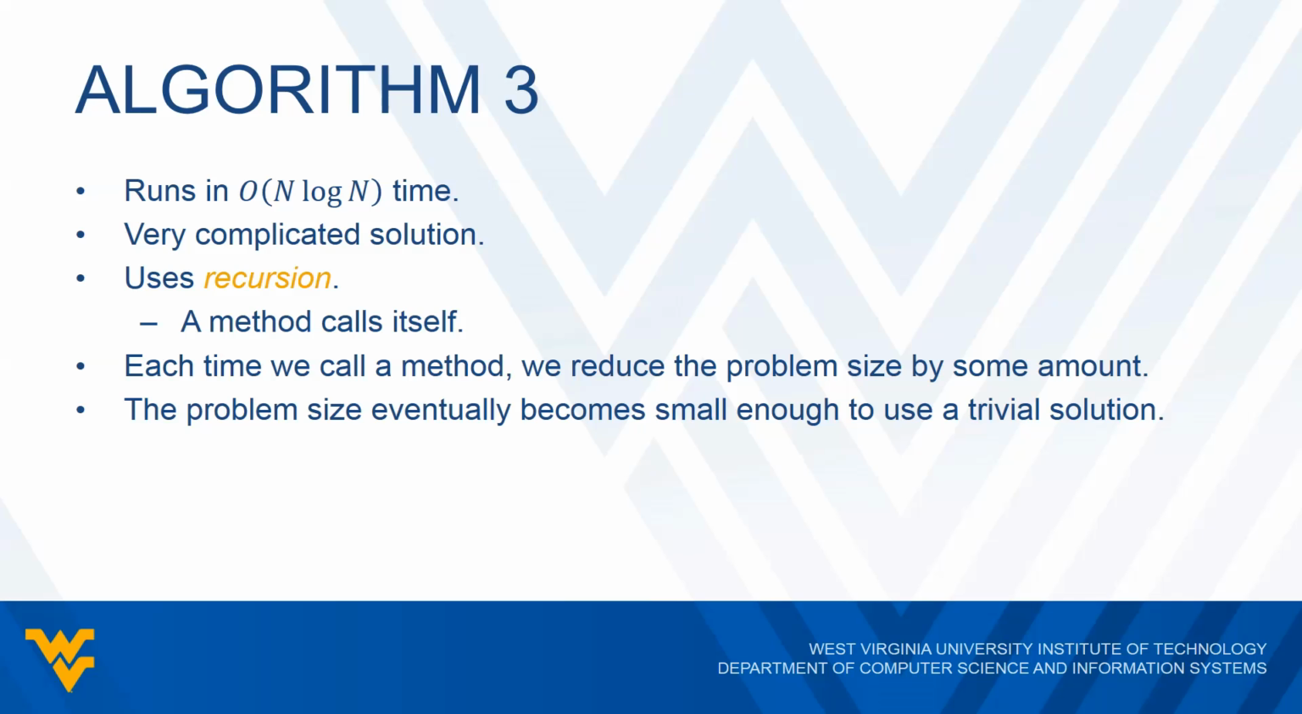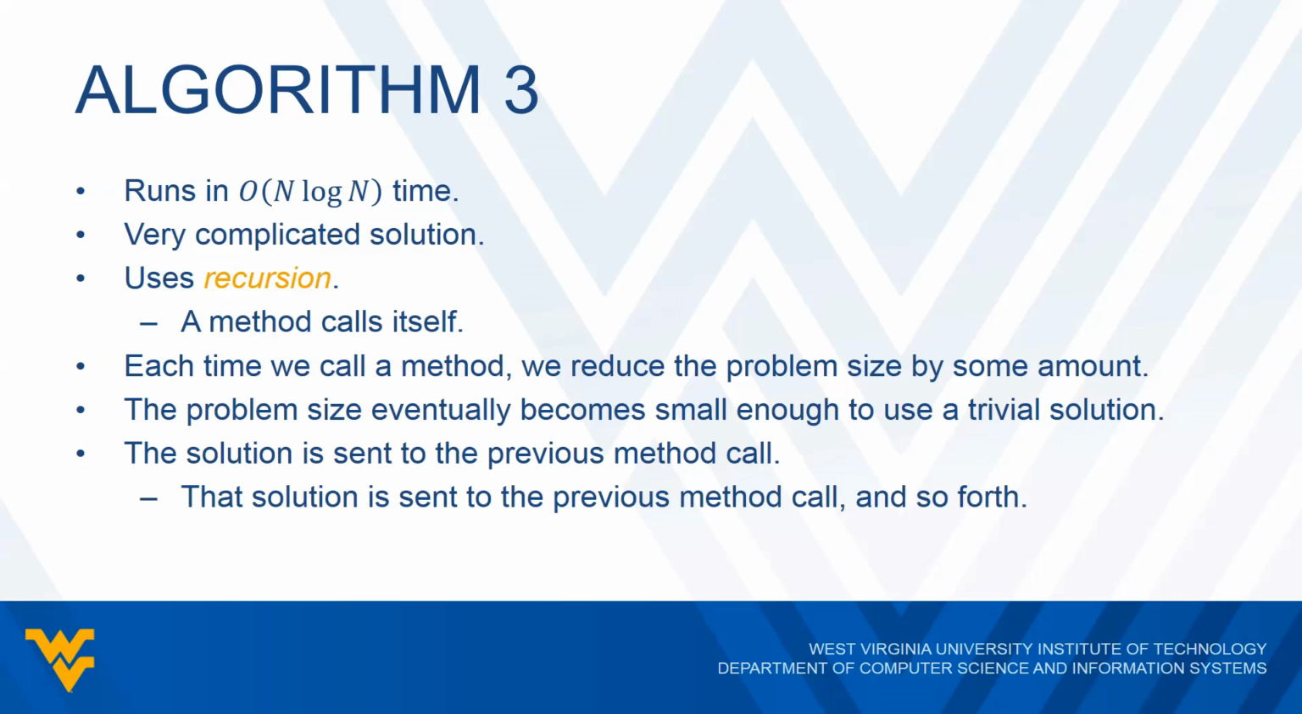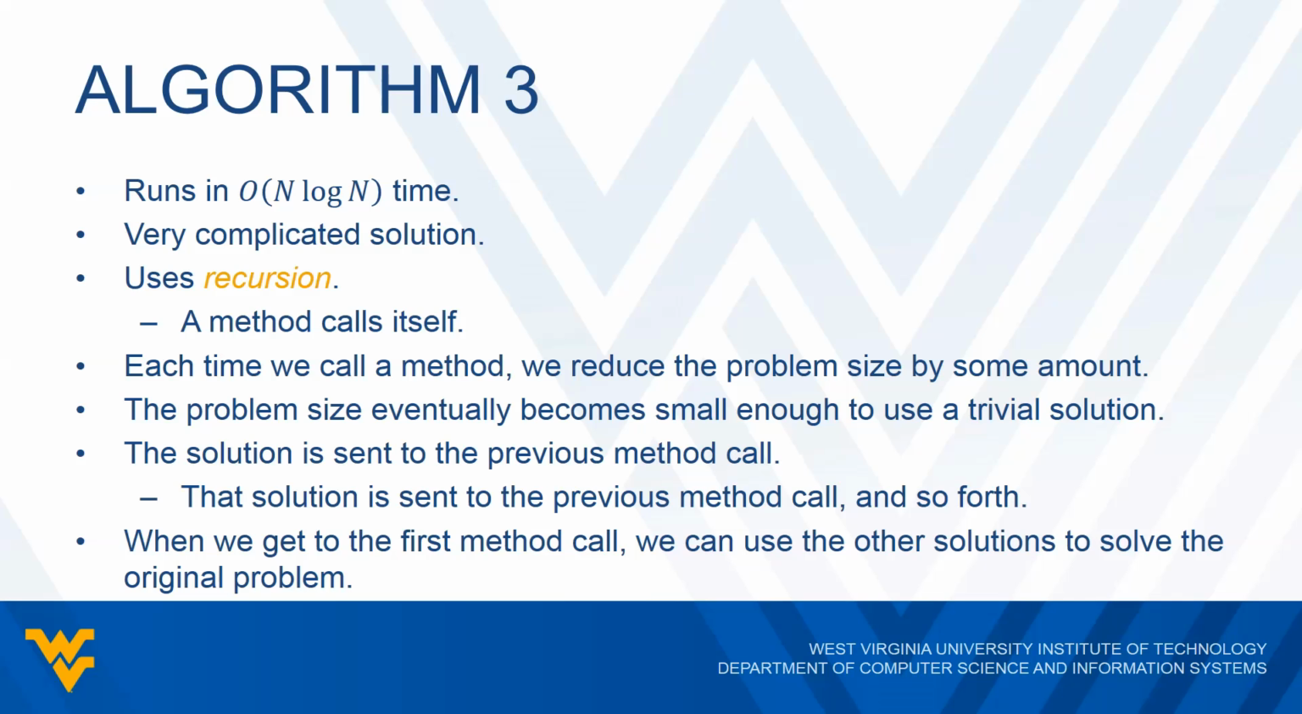So once we have that trivial solution, we solve that problem and we send that solution to the previous call. And then we would send that solution to the previous method call and then send that to the previous method call and so forth. And eventually we're going to get back to the first method call and we should have the solution from all of the other method calls. So we just keep calling methods until the problem becomes very trivial. We solve it, we go back to the previous problem size and solve it, back to the previous problem size and solve it, and go all the way back up to our original problem. So then we can use those solutions to solve the original problem.